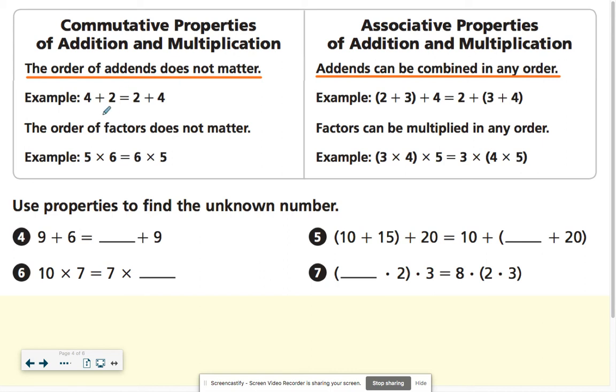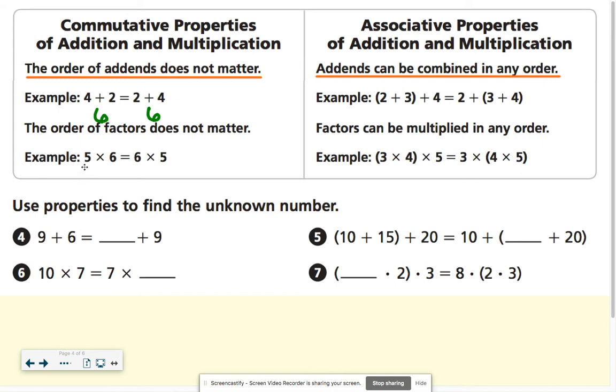We can either do 4 plus 2, or we can do 2 plus 4. Because we're just adding them together, it doesn't change the amount that you would have as an answer. 4 plus 2 is 6, and 2 plus 4 is 6. Now, this does not work for division or subtraction because order does matter in those cases. So commutative property can only be in addition or multiplication.